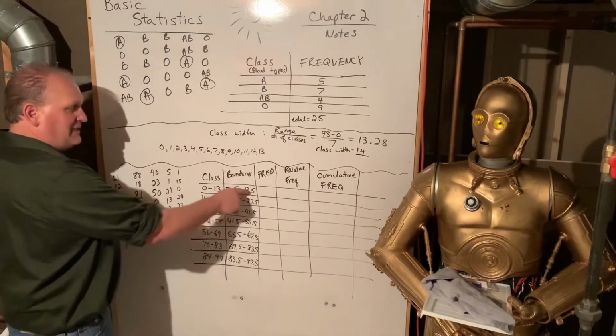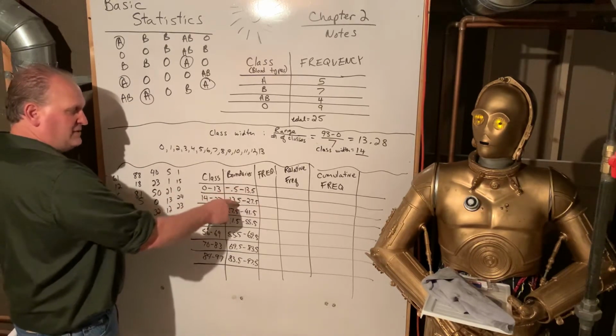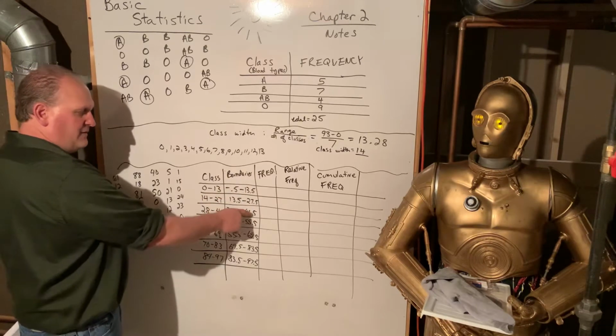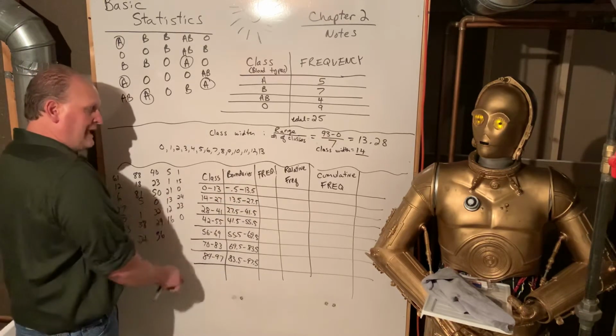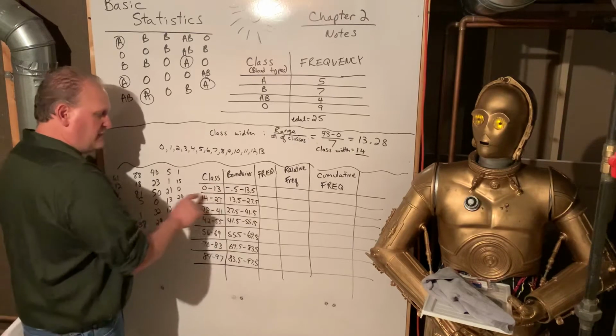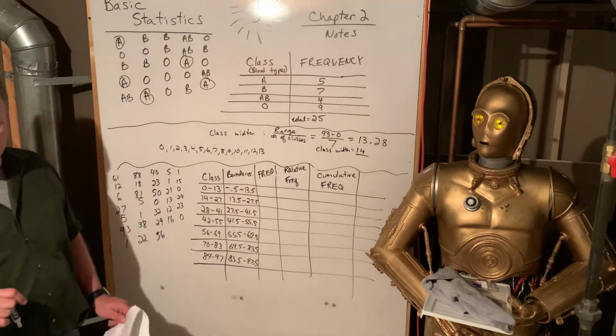These replicate, these match. See the 13.5, 13.5, 27.5, 27.5, 41.5. These don't. There's no overlap in classes: 0 to 13, 14 to 27, 28 to 41, and so on. All right?